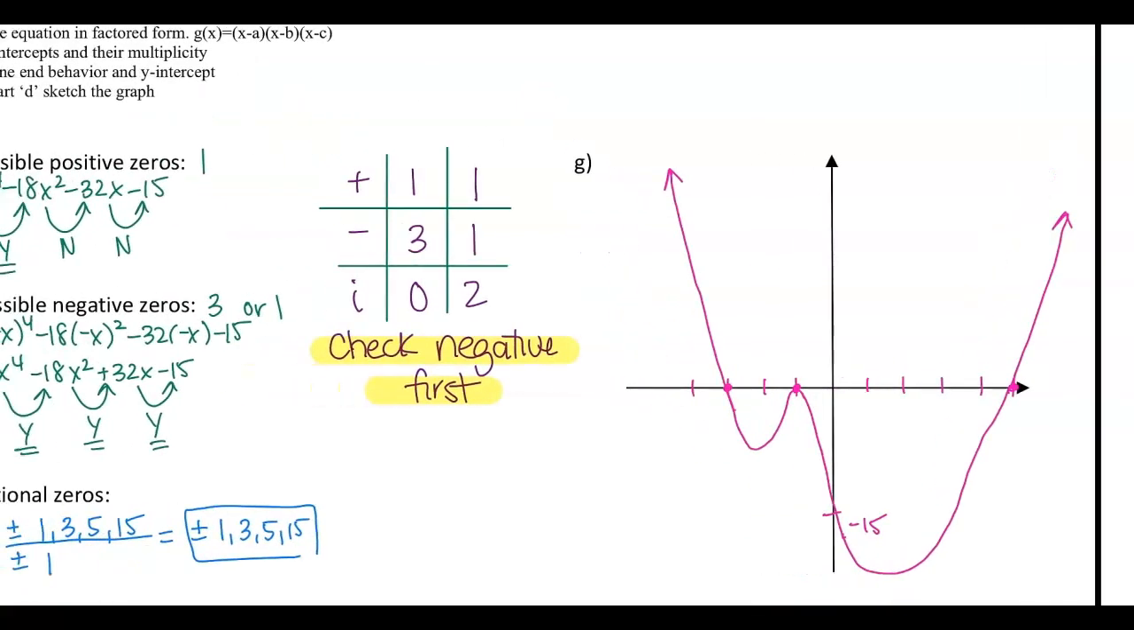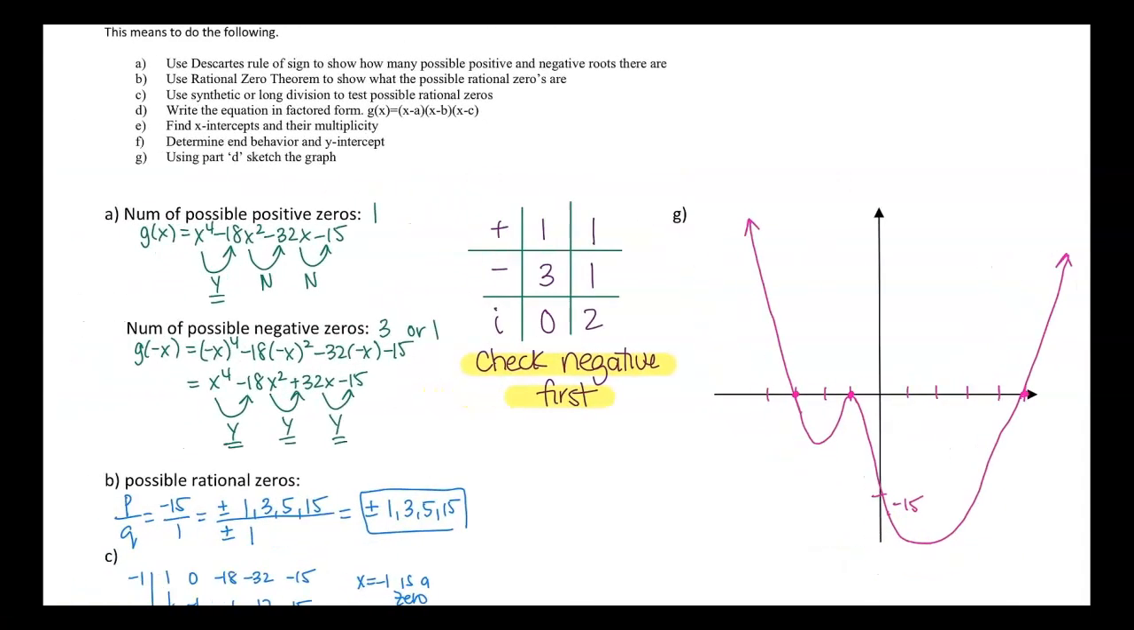So this might not be the most beautiful graph, but it shows what I'm looking for. Both ends are going up. It has the following x-intercepts, and it crosses at negative 15. It's another wonky W. Yep, it is a wonky W. So give me some nods or shakes. Does this make sense?